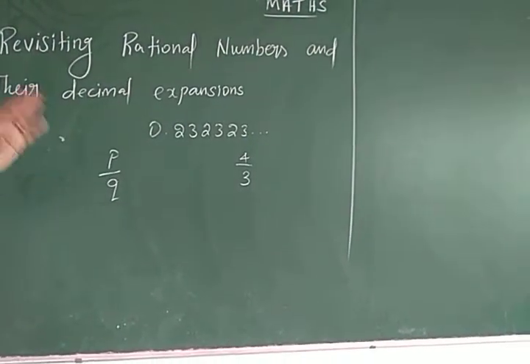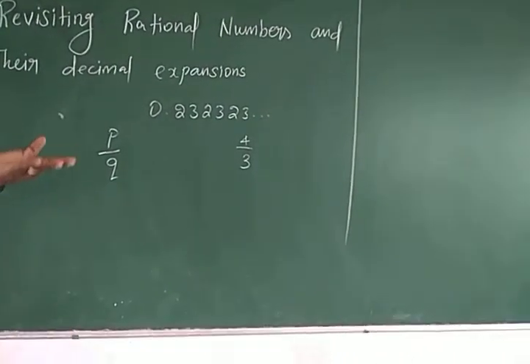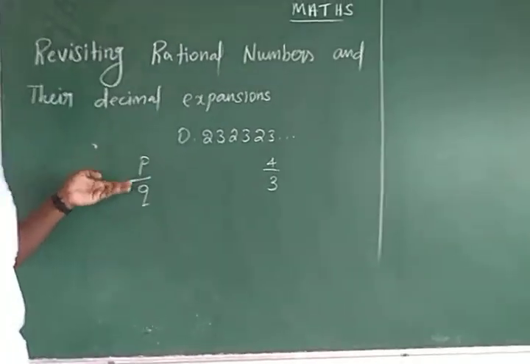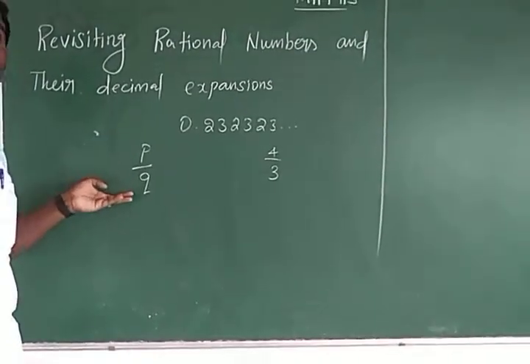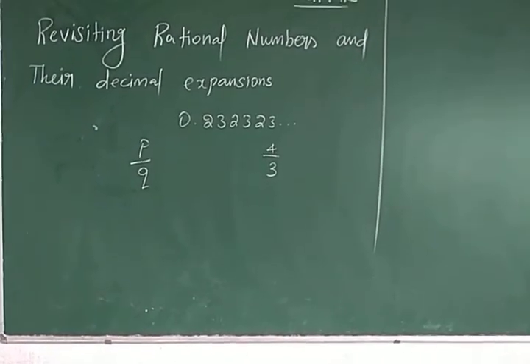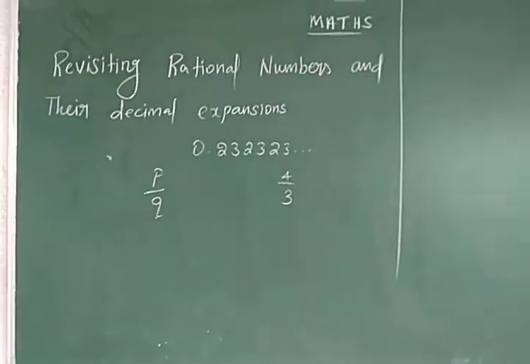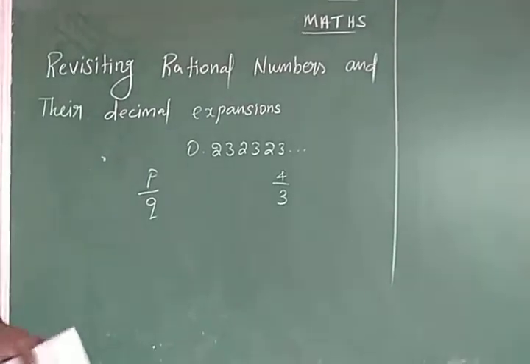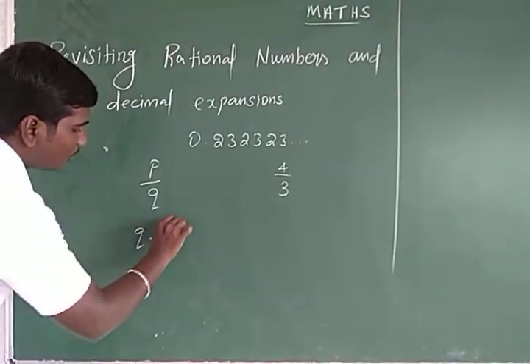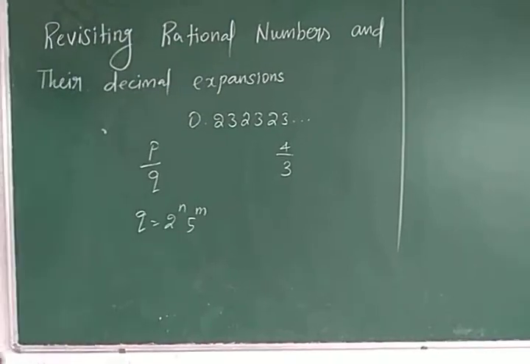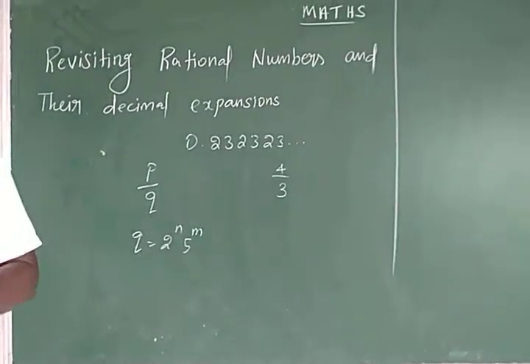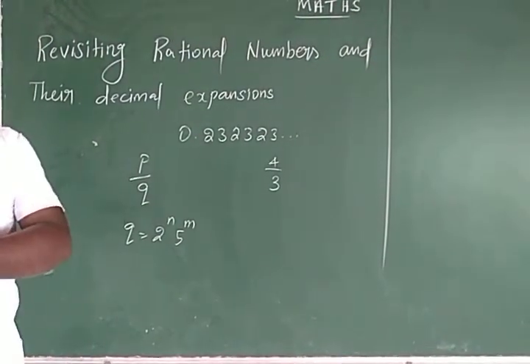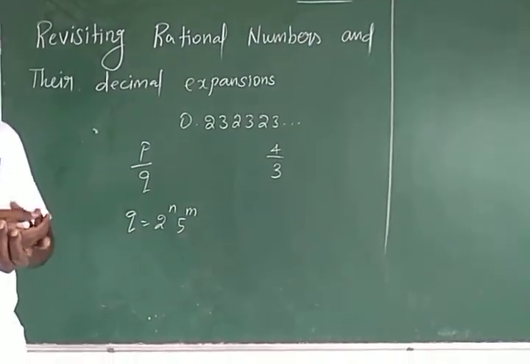We take one number x, expressed in the form of p by q, where p and q are integers, and the prime factorization of q is in the form of 2 power n and 5 power m, where n and m are non-negative integers. Then this rational number terminates.